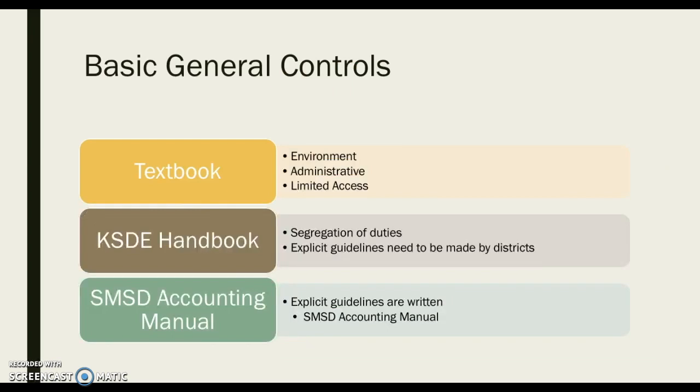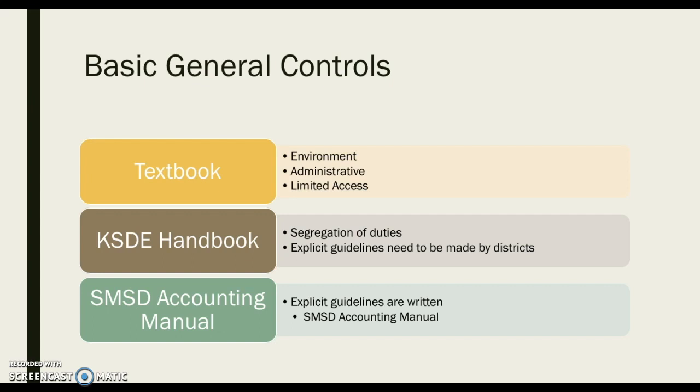What are some basic general controls? Our textbook looks at it in three ways: environmental, administrative, and limited access. Environmental means creating an environment that has high standards of integrity and is committed to the procedures. Administrative controls are review of bank statements, reconciliation in a timely manner, separating out duties. Limited access means that only specific staff have access to any of these things. The KSDE handbook really does segregate out all duties, and it has explicit guidelines that are suggested to be made by districts.